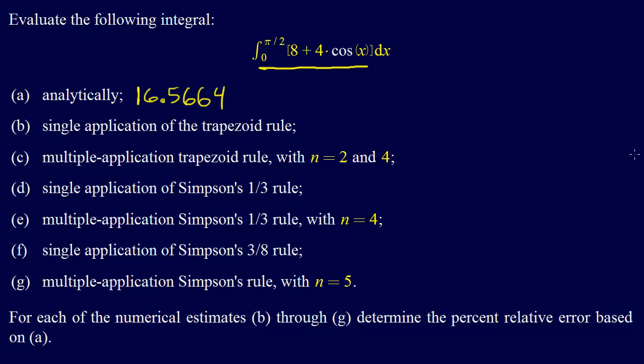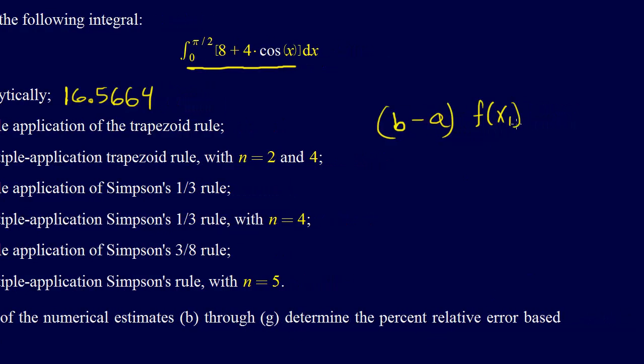For part B, we need to do a single application of the trapezoid rule. So first, what is the trapezoid rule? The trapezoid rule is just finding the area of the trapezoid. The formula is b minus a times f of x1, which is f of a in this case because we have a single trapezoid, plus f of x2, divided by 2.